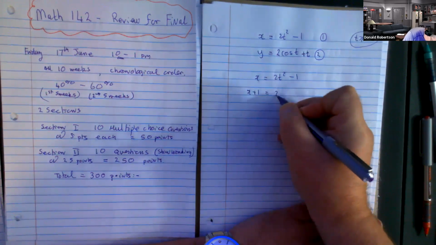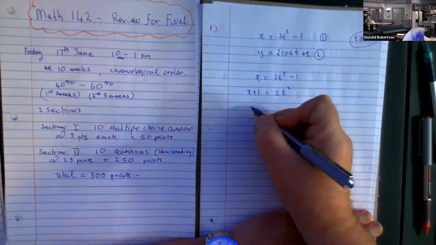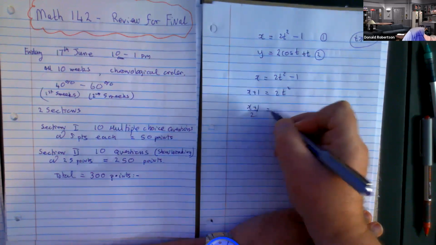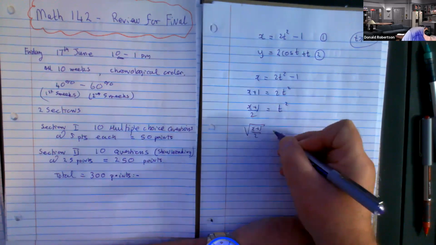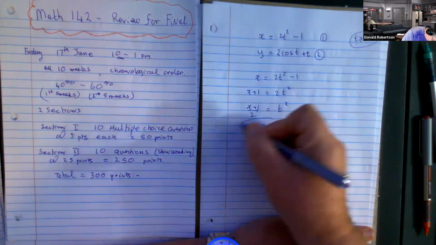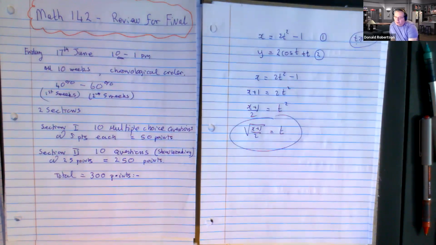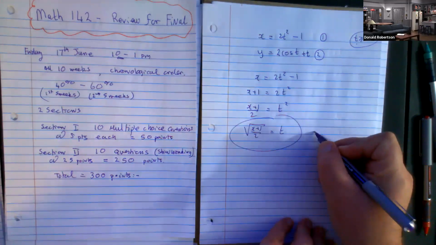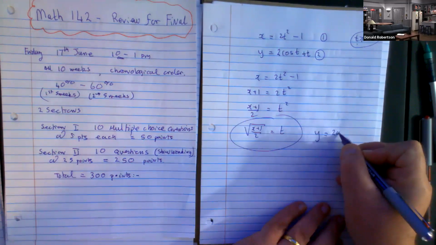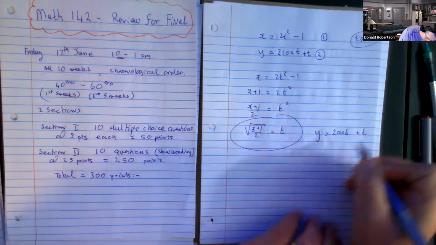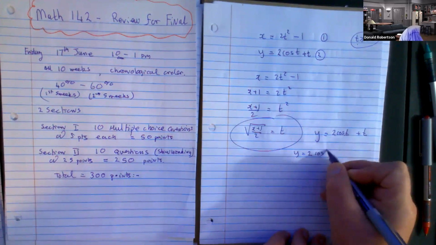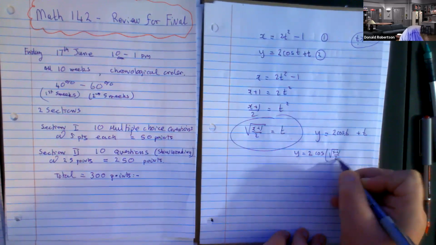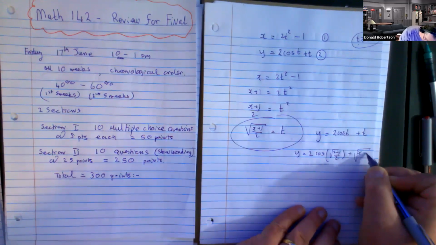You add 1 to both sides. You divide everybody by 2. You then take the square root of everybody. And since I told you t is positive, do you see we can get around the plus or minus problem? And then you go to y, and that's 2 cosine t plus t. And you replace the t by this guy. So it's 2 cosine of ugly square root plus ugly square root.